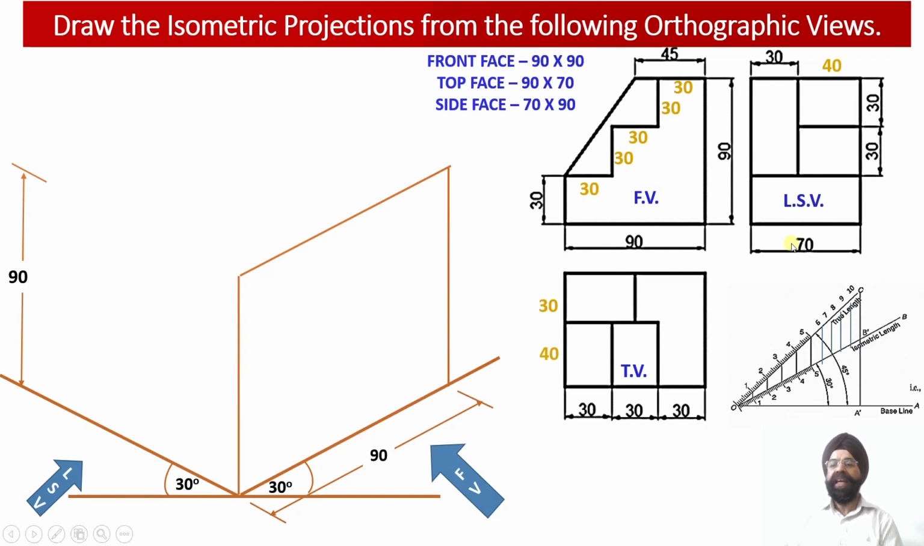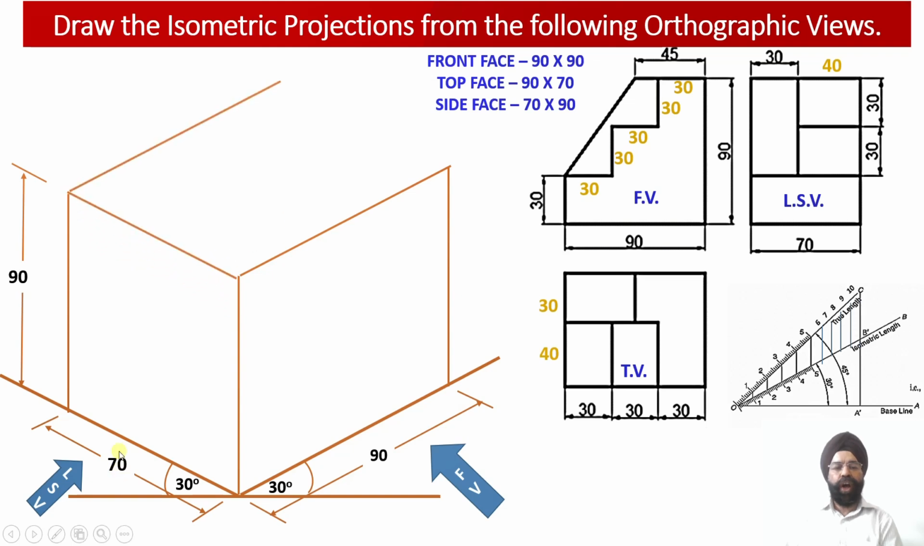So this is the left side view, which has a width equal to 70 millimeter and a height equal to 90 millimeter in the left side face. So let us draw this particular dimension of 70 millimeter along the x-axis. Please check, I have marked this dimension along the x-axis, which is equal to the width of the solid. It is equal to 70 millimeter.